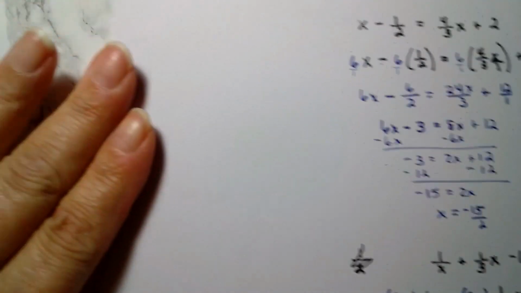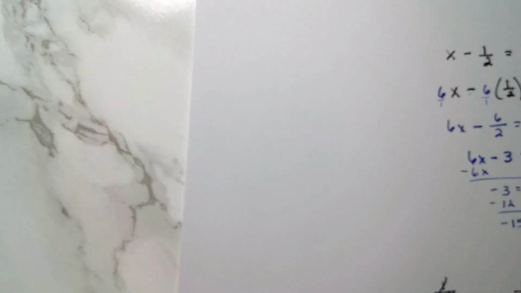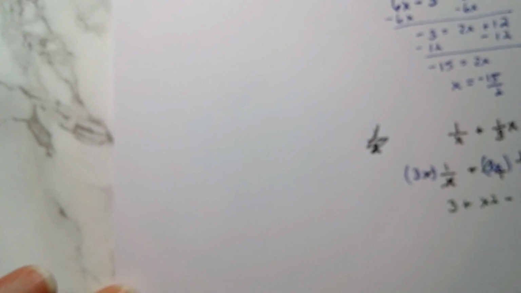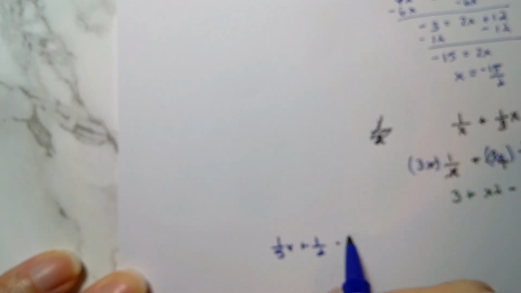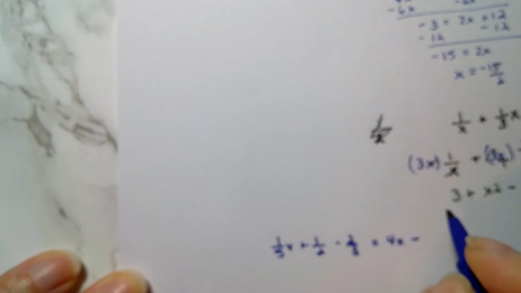And in fact, suppose you had something like 1/5 x plus 1/2 minus 2/3 is equal to 4x minus 1/4.